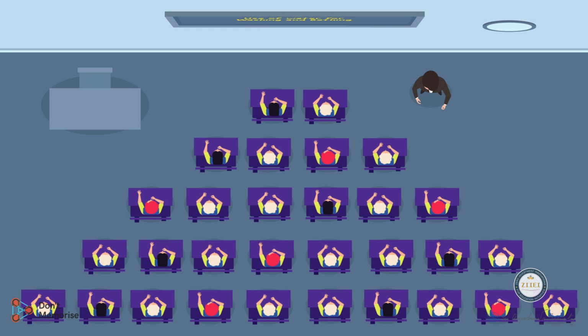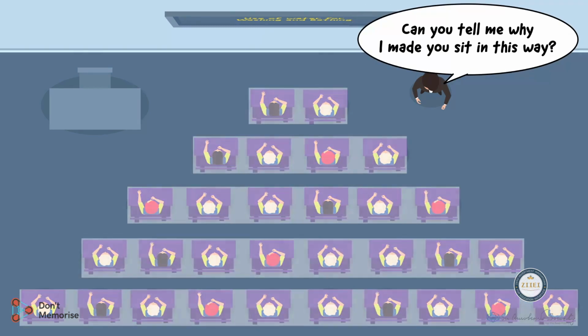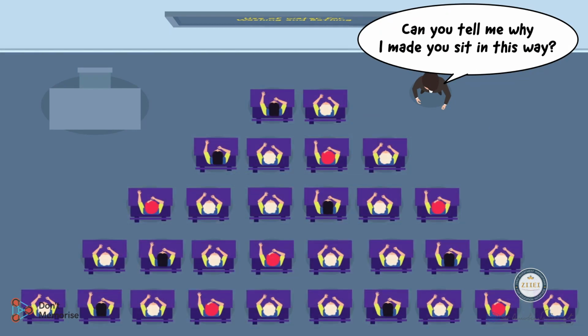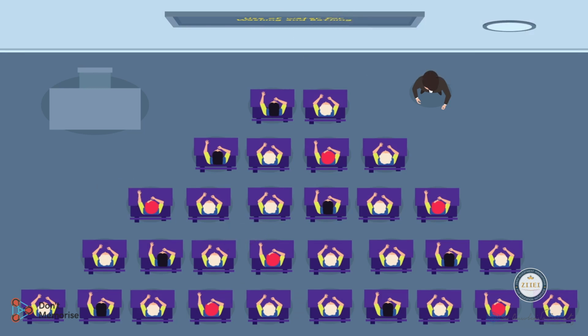After we've finished, let's engage them in a discussion to help them understand the sequence of the seating pattern. Begin by asking if they can guess why we have made them sit in a particular arrangement. Allow the students to respond. Next, let's ask them if they can observe a pattern or a design in the way they are seated. Accept all possible responses from them. As students think of possible answers, it will help to develop their critical thinking skills.